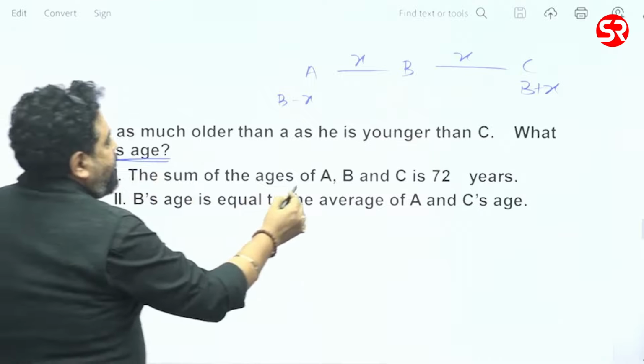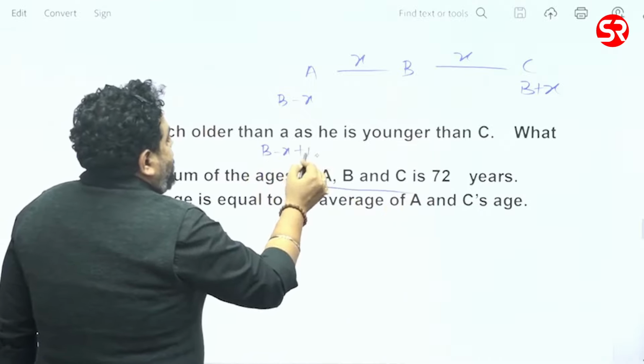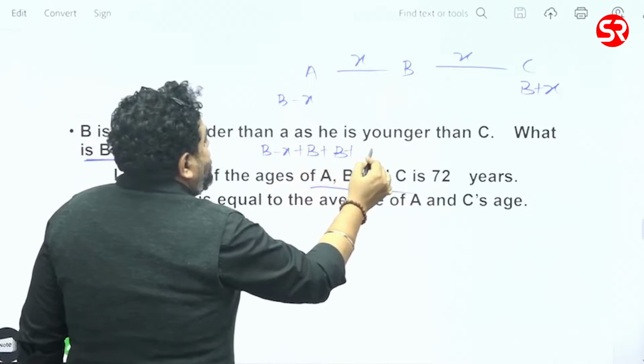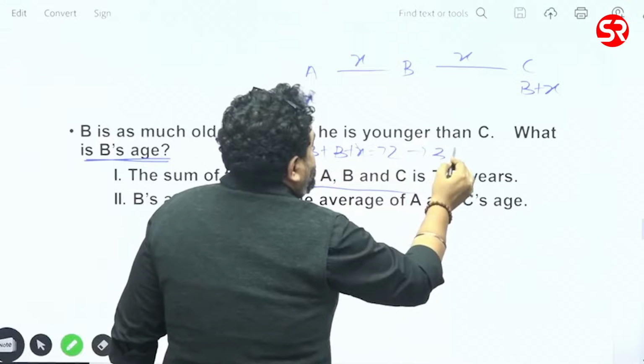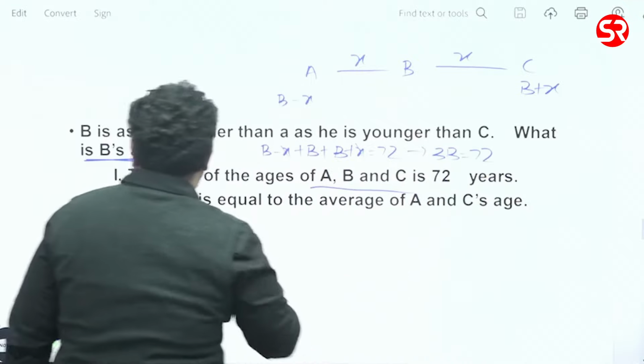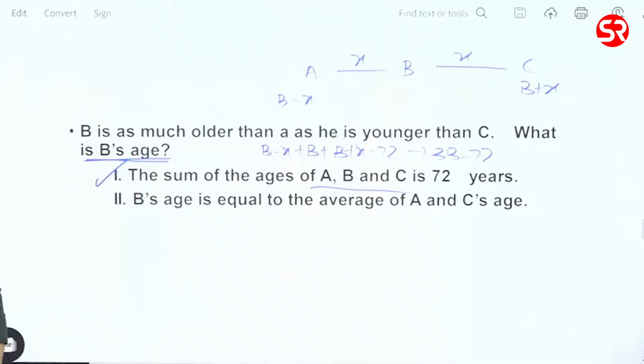First is the sum of their ages is 72, which means B minus X plus B plus X is equal to 72, which means 3B is equal to 72. Yes, you would get an answer. The answer is coming from the first statement. The first statement is giving you the answer.